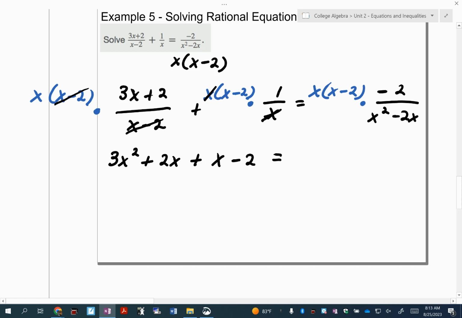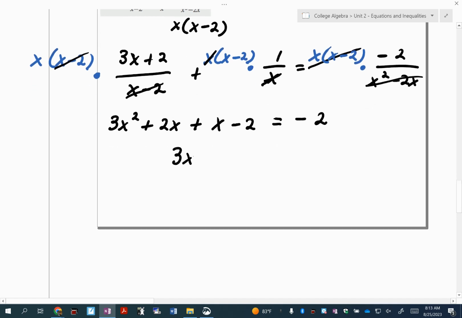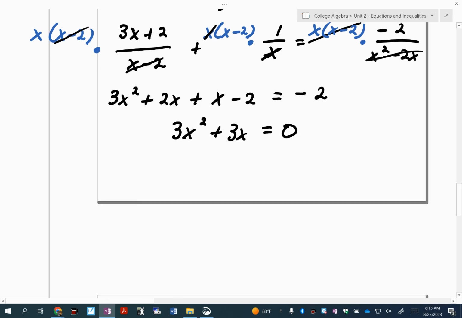And then the last one, you should not be surprised that the whole thing is going to cross out with that denominator, because those are the same, which leaves me with just equals negative 2. So now it's one of those quadratics. We want to get everything to one side to set equal to 0. 2x plus x is 3x. And if I move the negative 2 to the other side by adding 2, negative 2 plus 2 is 0. So this is going to be my quadratic equation.